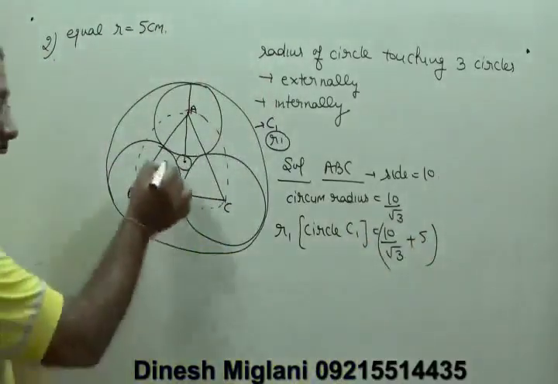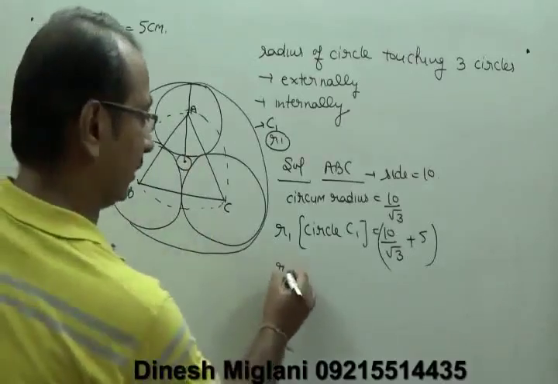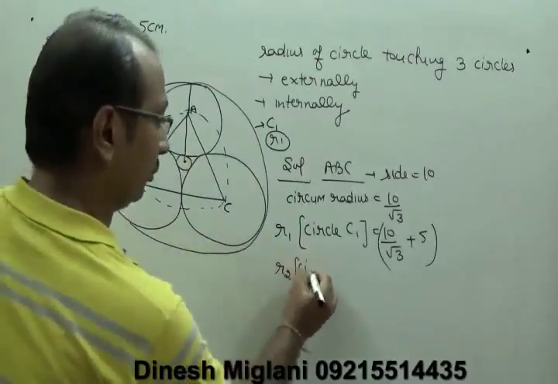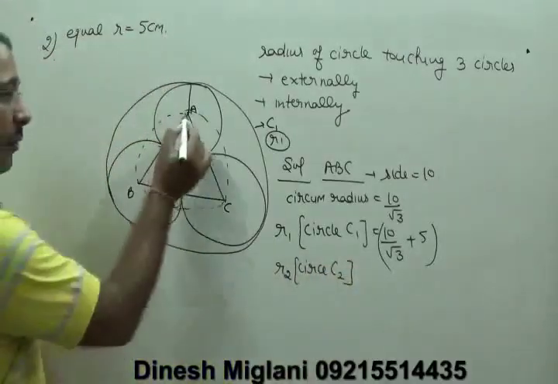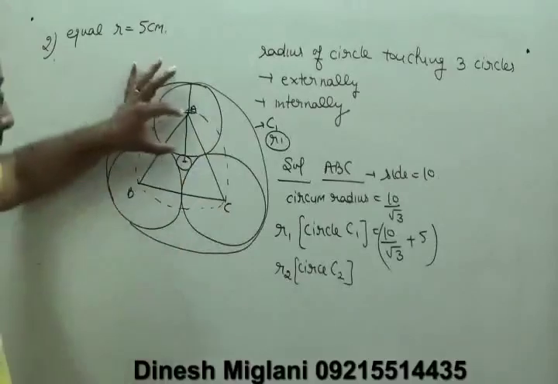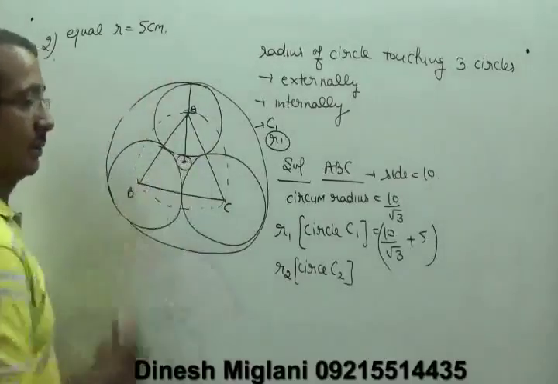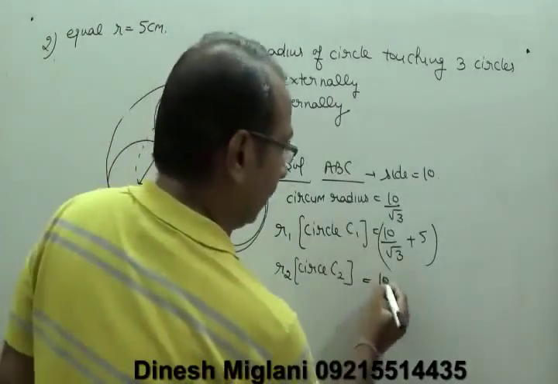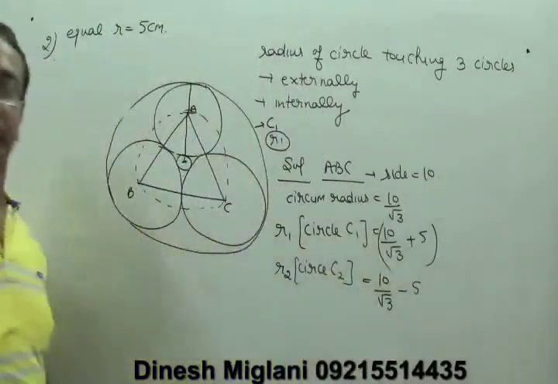Similarly, I have to find the radius of the circle that is inside, whose radius is R2 and the circle is C2. So from here to here, that is 10 upon root 3, and this length is 5. To find this remaining radius, it would be taken as 10 upon root 3 minus 5, that becomes your answer.